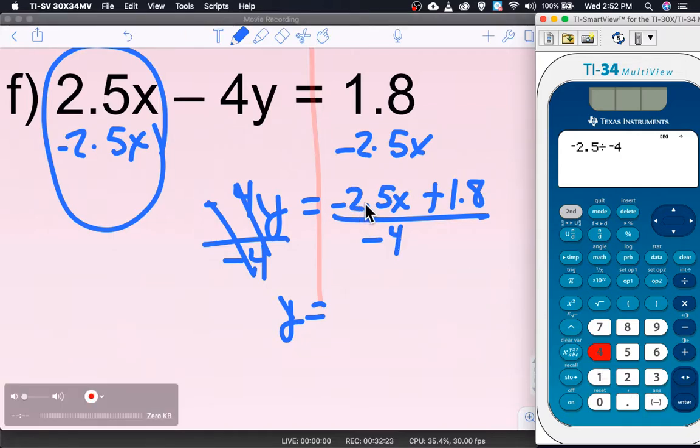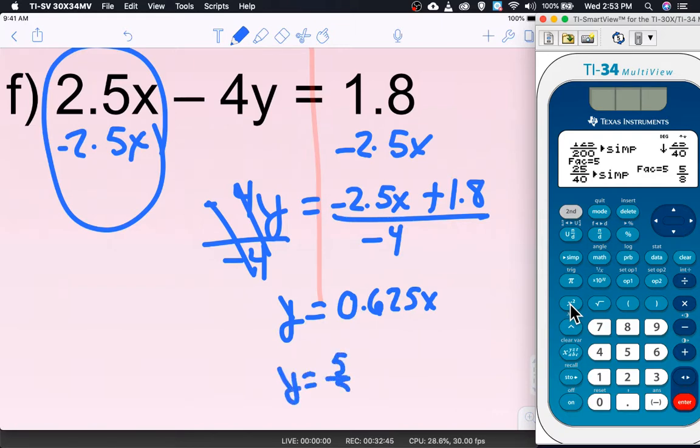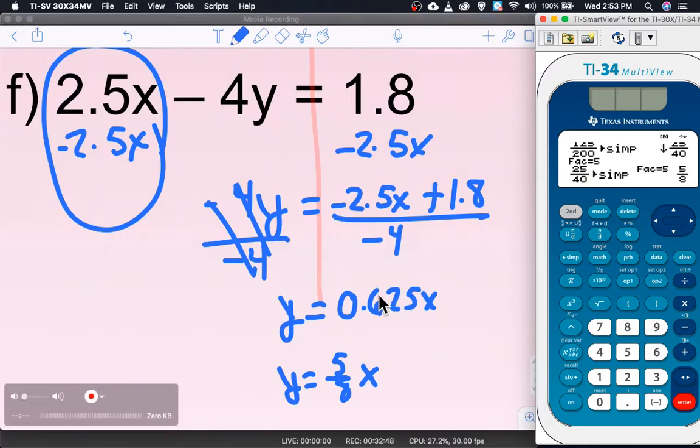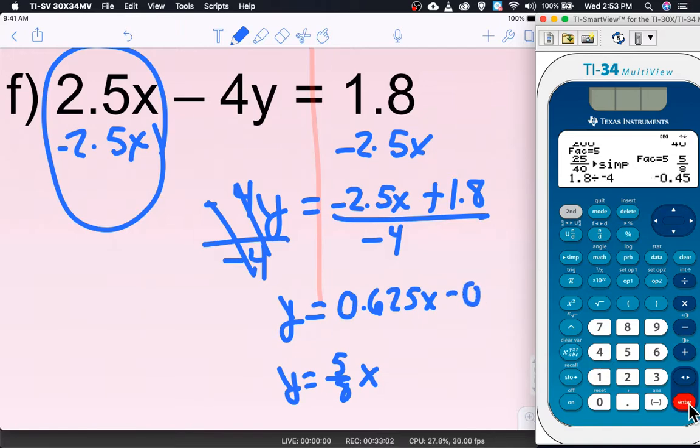So I'm typing in negative 2.5, divide by negative 4. It's going to give me a positive 0.625. That's my slope. And if it really bothers you that that's a decimal, you can hit the switcheroo button and then simplify, and we're going to get 5/8. There we go. So y equals 5/8 x. It's the same, decimal version, fraction version. And then when I take negative, that's not a negative. I'm going to take 1.8 divide by negative 4, and we get negative 0.45.